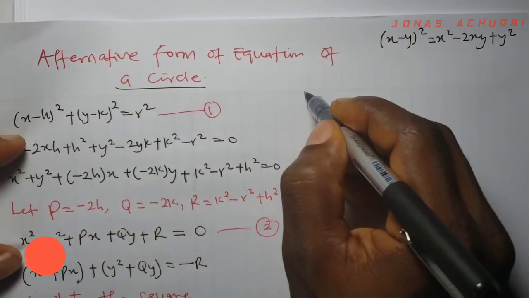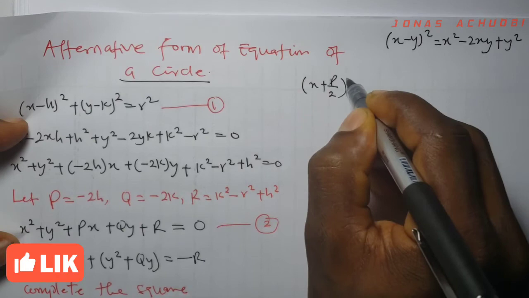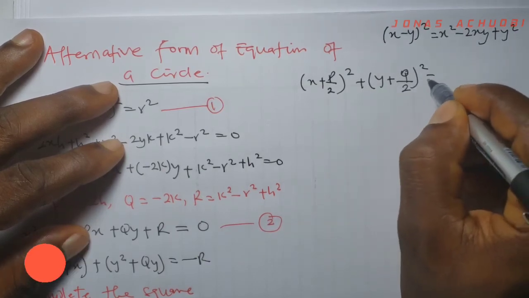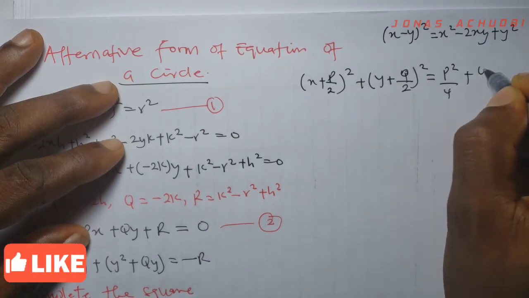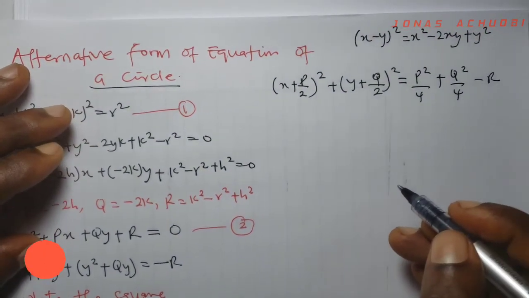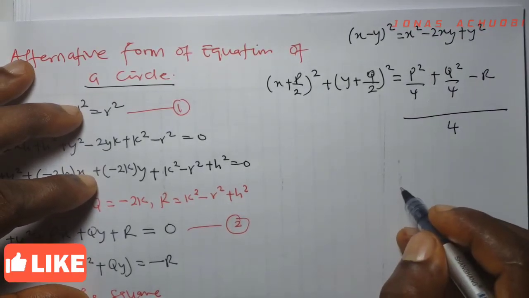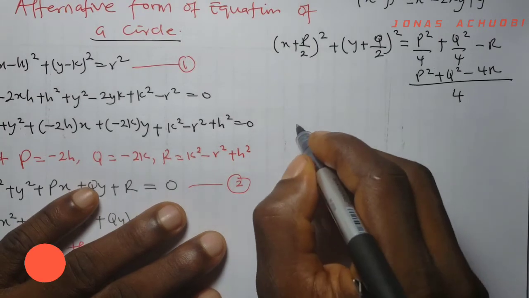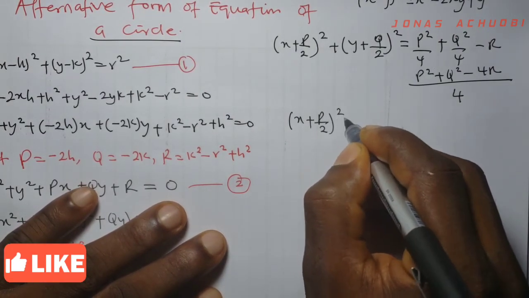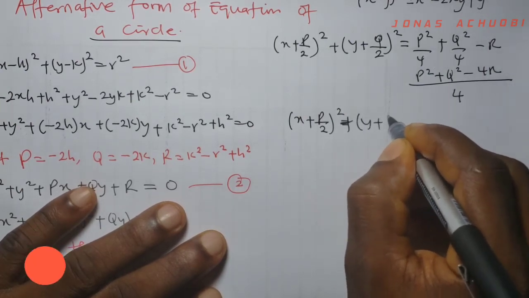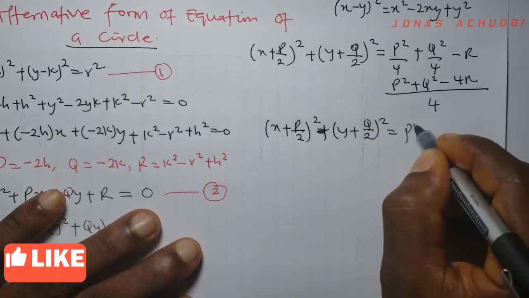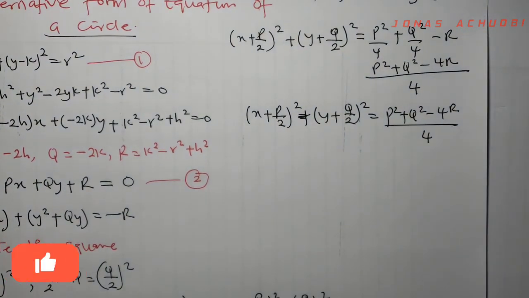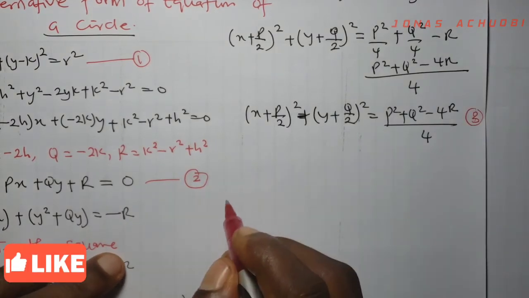What do we get? We have x plus p over 2 all squared plus y plus q over 2 all squared equal to p squared over 4 plus q squared over 4 minus r. If you take the LCM on the right hand side, we have 4, and that gives us p squared plus q squared minus 4r. So we have that x plus p over 2 all squared plus y plus q over 2 all squared is equal to p squared plus q squared minus 4r all over 4. I call this equation 3.